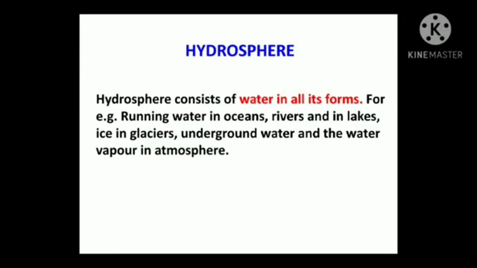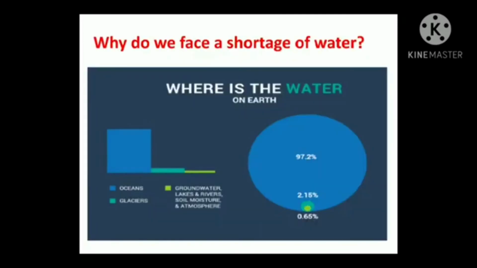Then children, let me ask one question. If there is so much water on earth, why do we still face a shortage of water? It is because more than 97% of the earth's water is found in the oceans. This water is too salty for human use. And out of the remaining 2.5 to 3% water, most of it is in the form of ice sheets, glaciers or underground water. Therefore, a very small percentage is available as fresh water for human use.